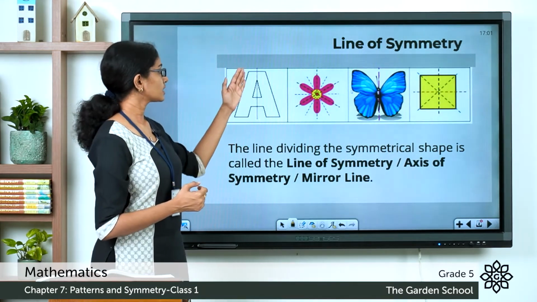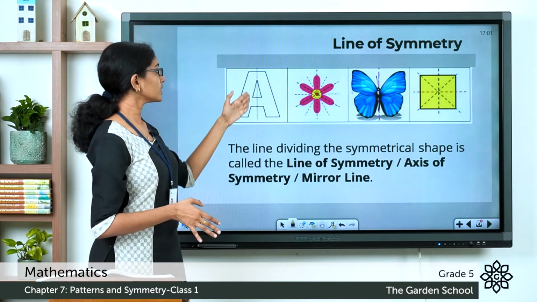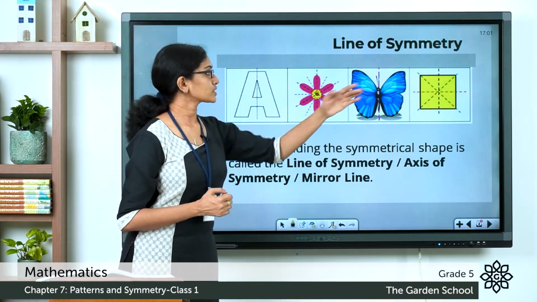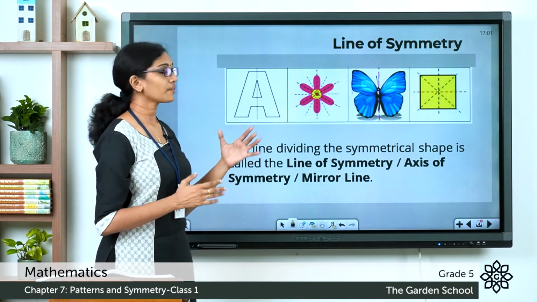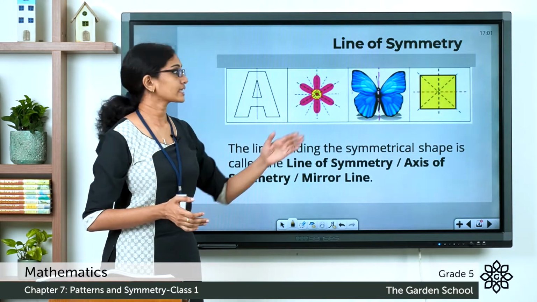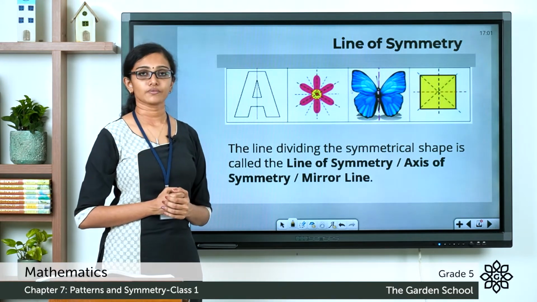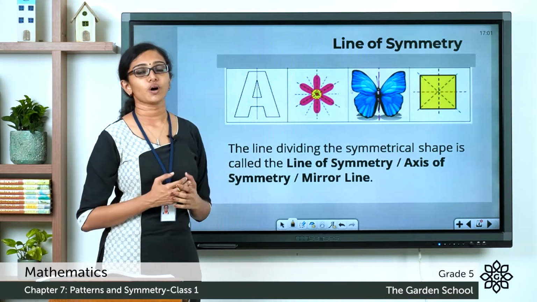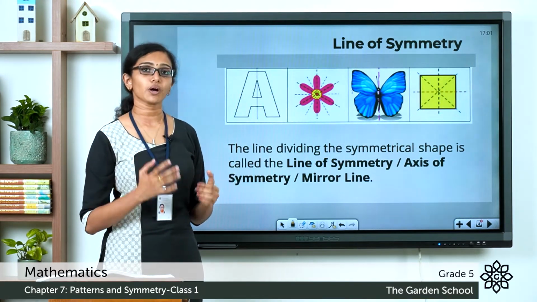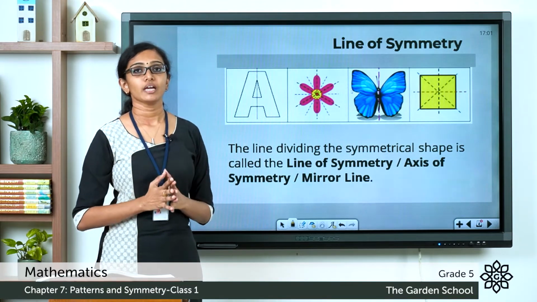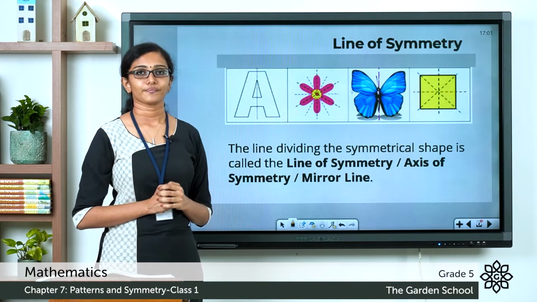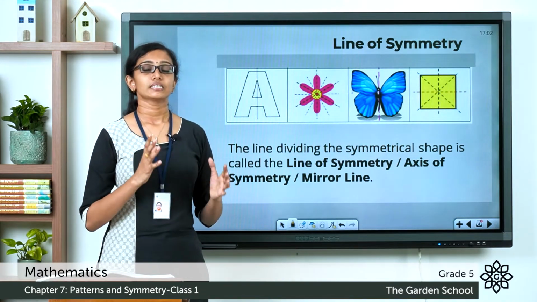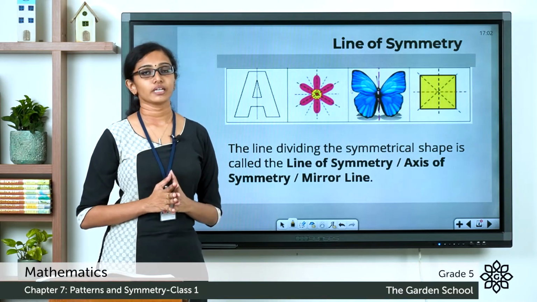See, for the letter A, you can see only one line of symmetry, whereas in the case of a flower and a square, you can see more than one line of symmetry. But in the case of a butterfly, there is only one line of symmetry. The left and the right sides will be mirror images of each other. So it is possible that the same object or shape can have more than one line of symmetry. Clear?